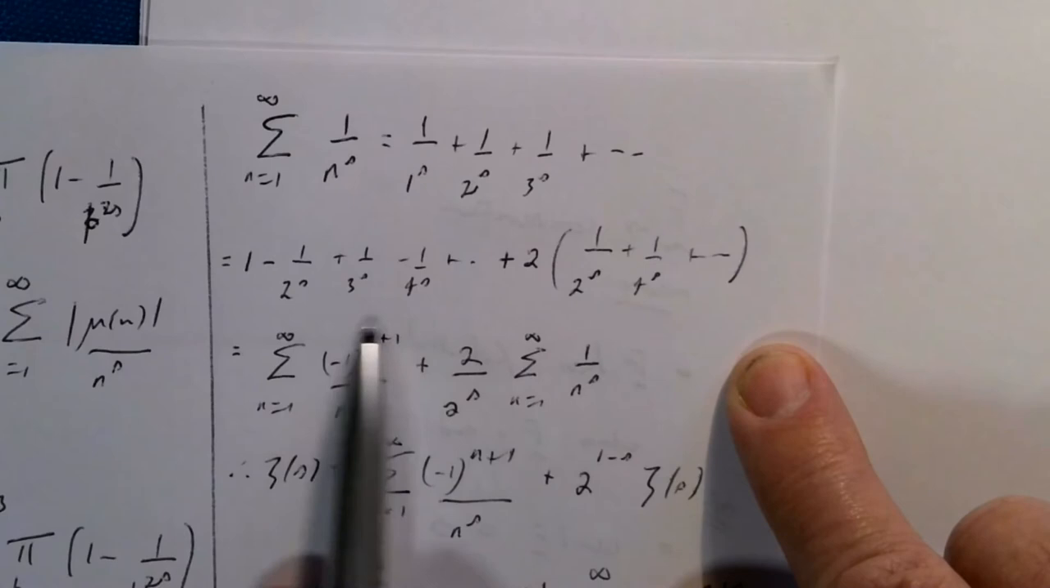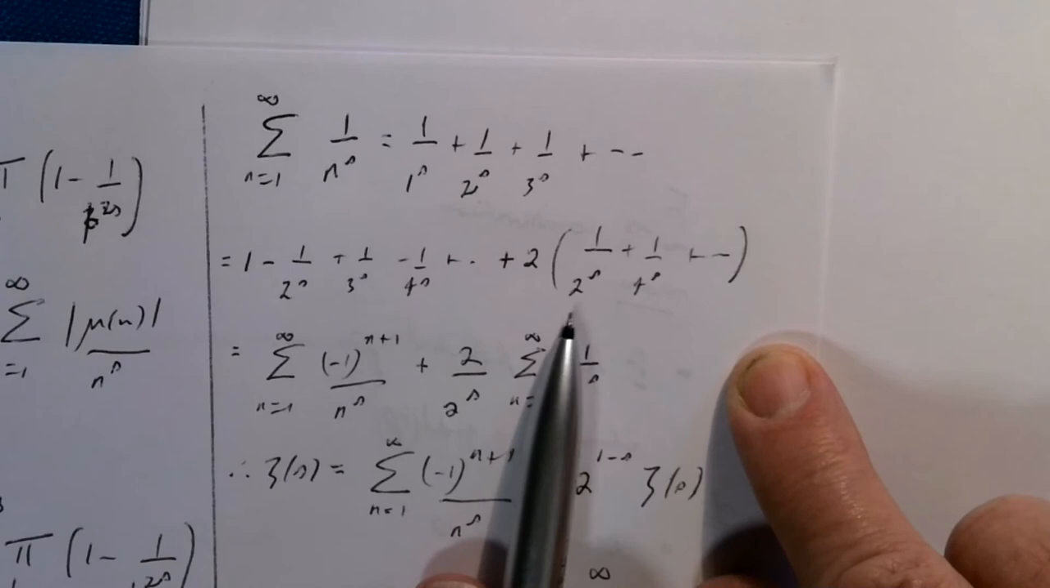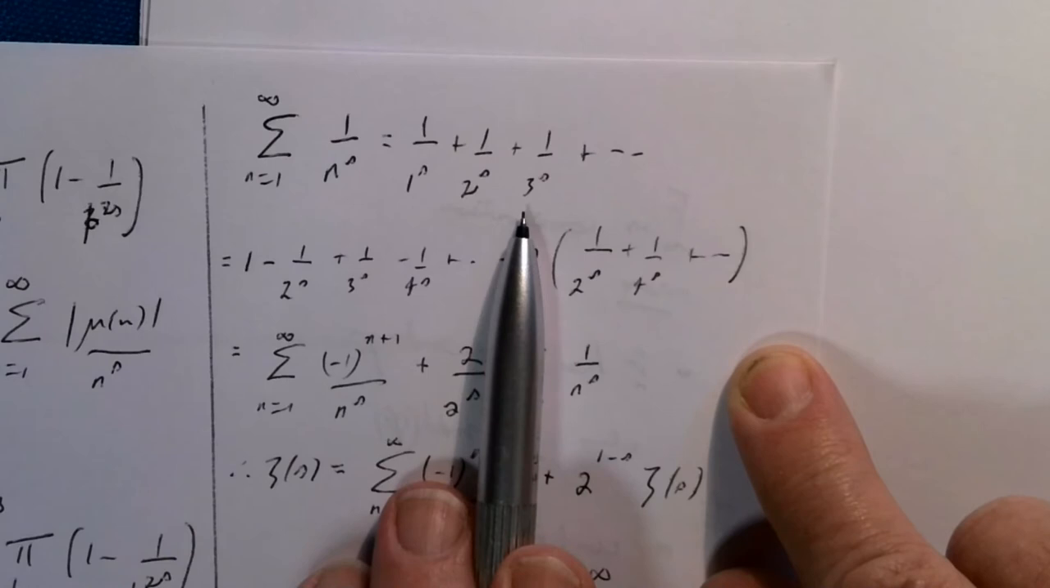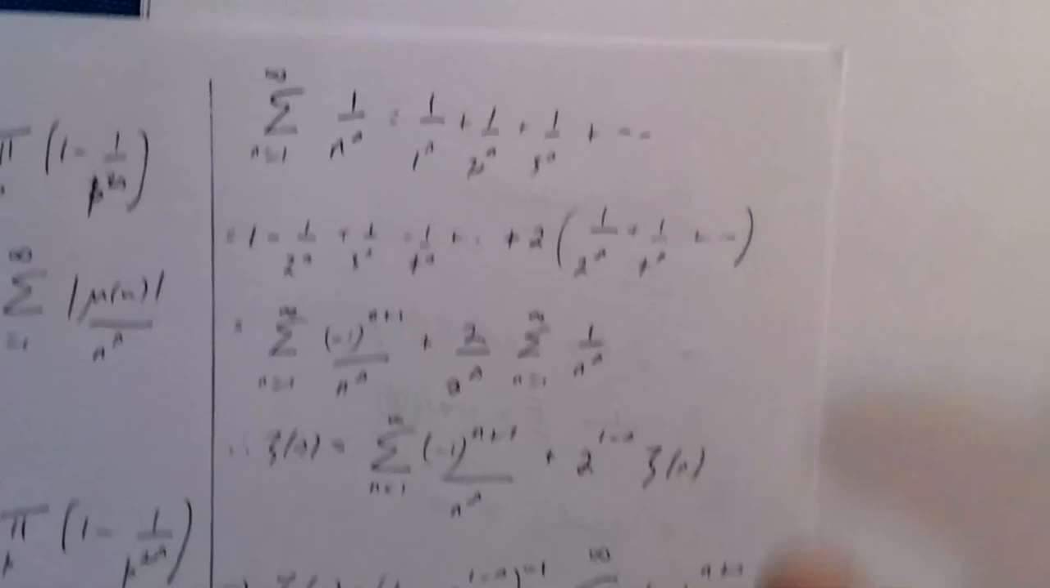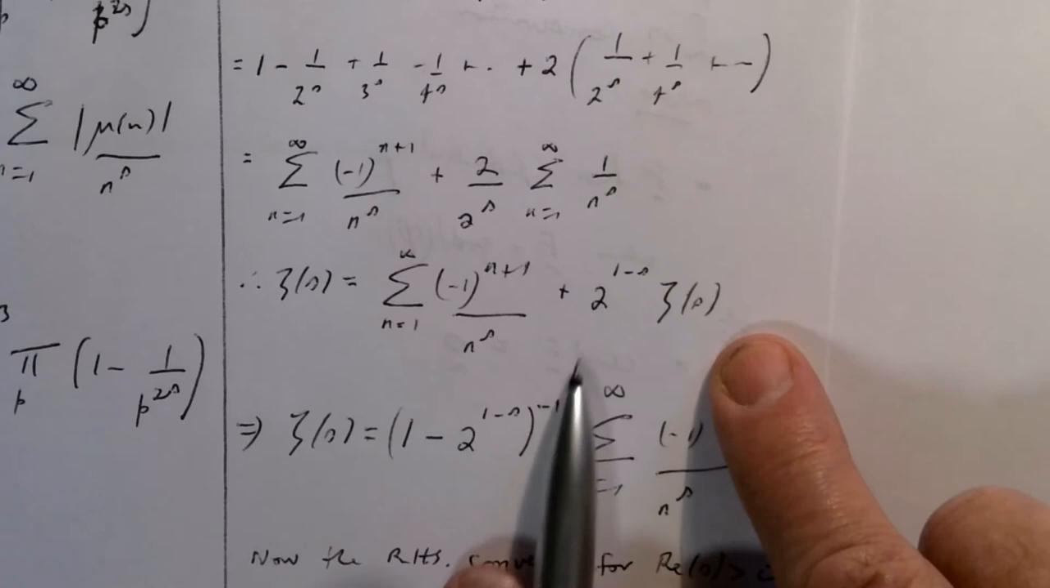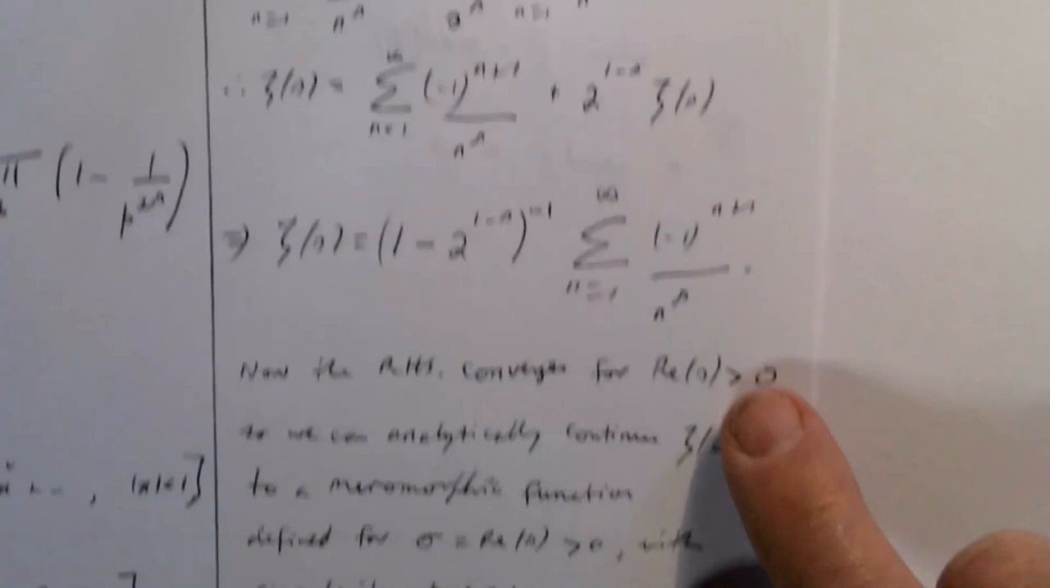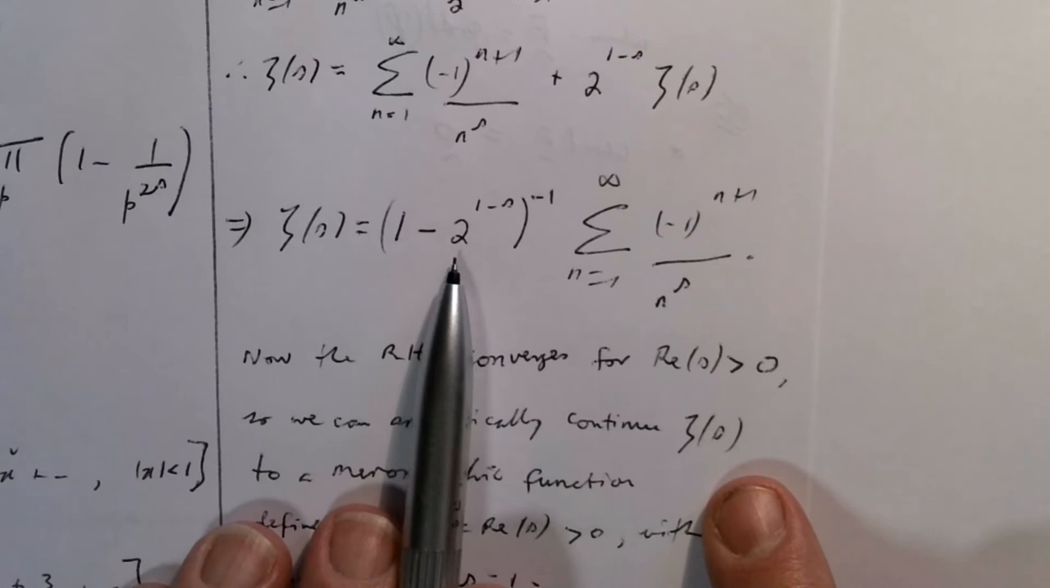And if I pull out a 2 to the s out of each of the terms here, I just get back to the zeta function again, which is rather cute. So this is 2 over 2 to the s times the zeta function. So let me just write down what we've got. The zeta function, zeta of s, is this alternating series plus 2 to the 1 minus s times zeta of s. I can collect like terms there, and I get a new formula for zeta of s, which is 1 minus 2 to the 1 minus s, inverse, times this alternating series.